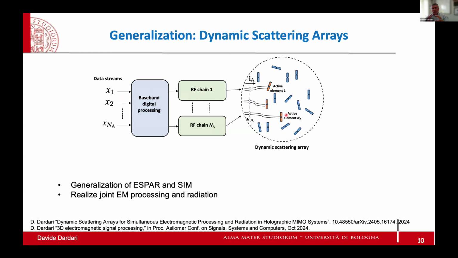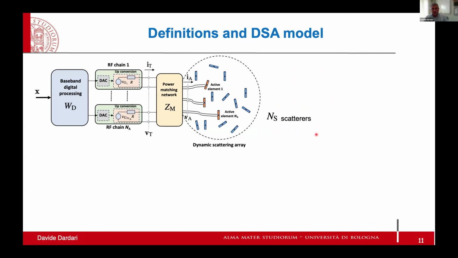And we suppose that these few active antennas are surrounded by a large number of dynamic scattering elements that are reconfigurable. The structure can be two-dimensional, could be three-dimensional, whatever, so a very general structure. But here the idea is that through the near field interaction between all these elements, we jointly obtain both the electromagnetic processing and the radiation. So all these elements contribute to the radiation, which is not the same as happens in SIM, for instance, where only the last layer radiates.